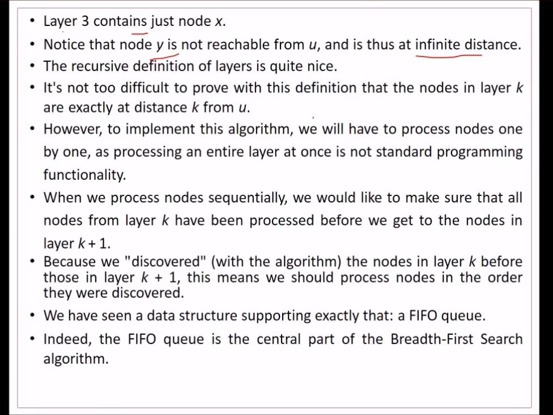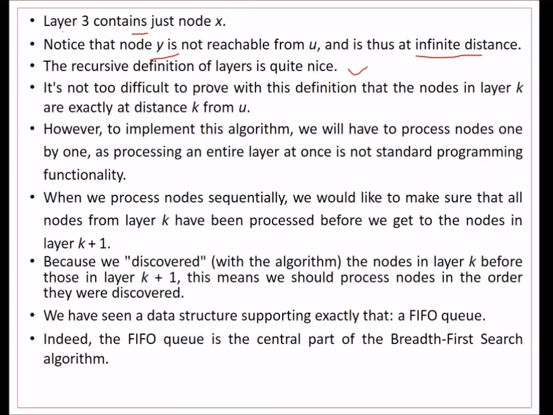It is not very difficult to prove that with this definition, nodes in layer k are exactly at distance k from U. Say 0, 1, 2 and like this up till k, the distance is k from U. And to implement this algorithm, we need to process nodes one by one, as processing an entire layer which we have just found at once is not a standard programming functionality.